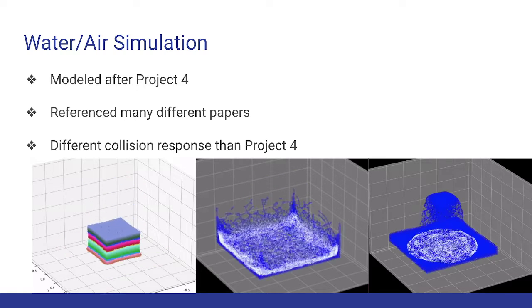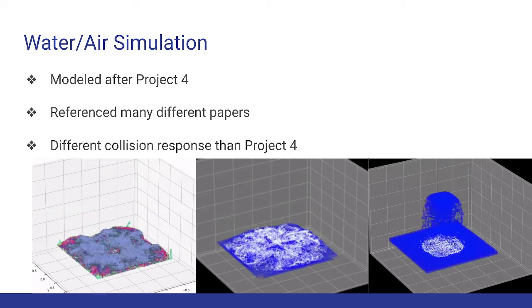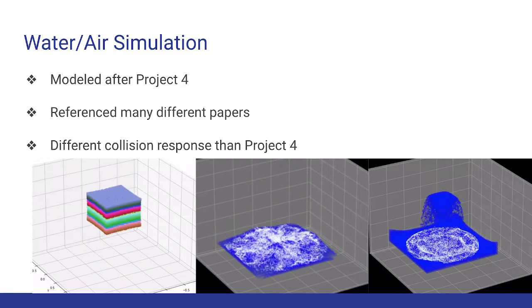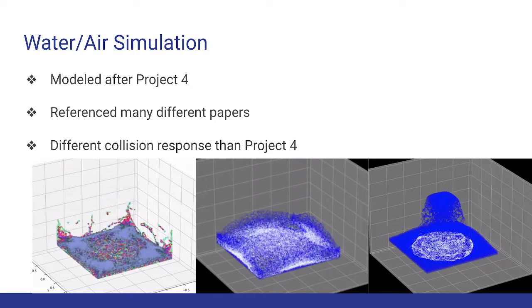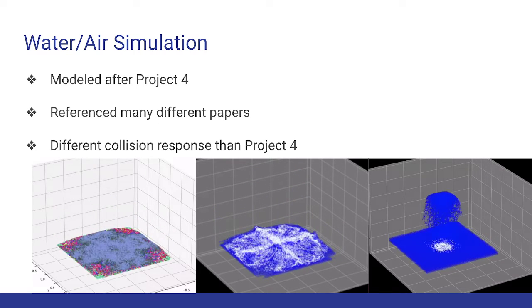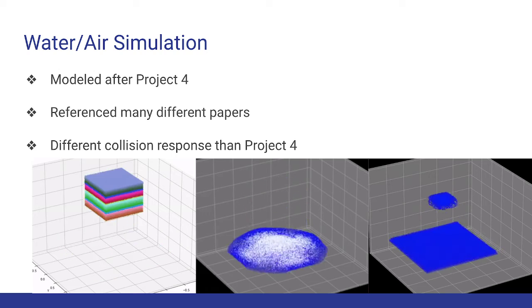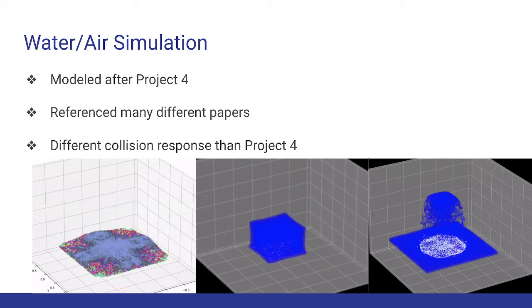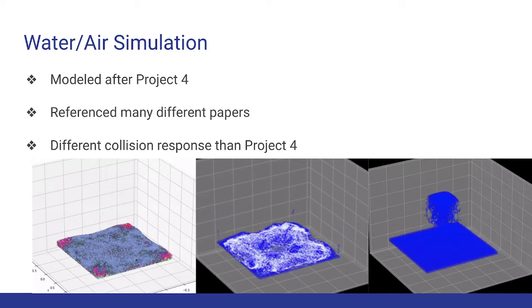The code structure of our project was modeled after Project 4. We built particle and diffuse particle classes with positions and velocities, and implemented different papers to simulate effects such as incompressibility, viscosity, and diffuse particle generation. We also implemented a different collision response than in Project 4, which reflects velocities when colliding with an object.